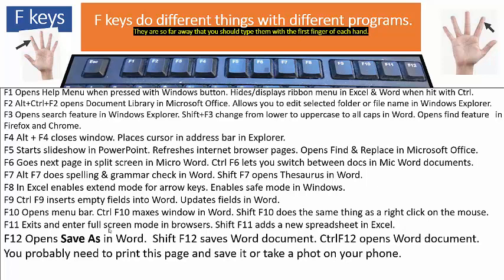F1 opens the help menu when pressed with the Windows button. It hides and displays the ribbon menu in Excel and Word. F2, Alt, Control and F2 opens a document library in Microsoft Office. F3 opens a search in Windows Explorer. Shift F3 changes text from lower to uppercase.